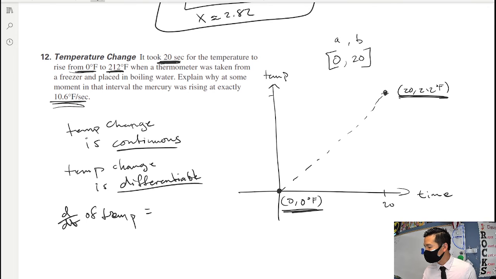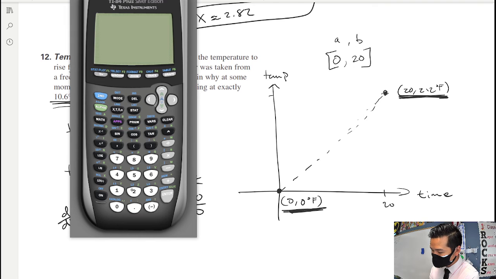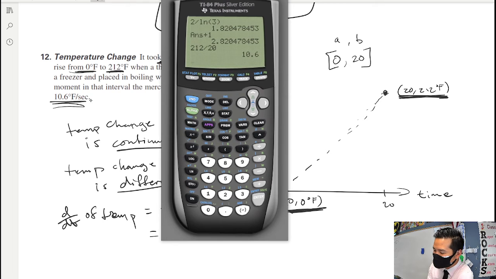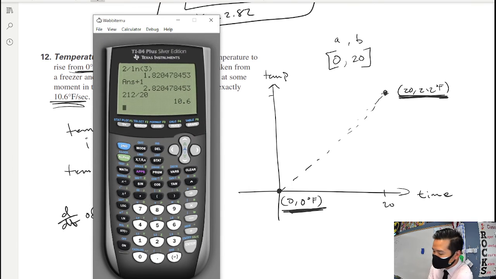How do I calculate the slope? I only have this point and this point. How do I calculate the slope? Exactly. So 212 minus 0 over 20 minus 0. What's that equal to? 10 point what? Oh. Isn't that weird? Why am I pointing out it's weird? It's the same number as what they're asking about.